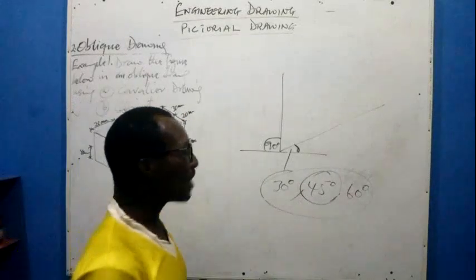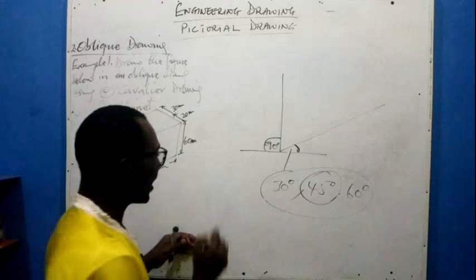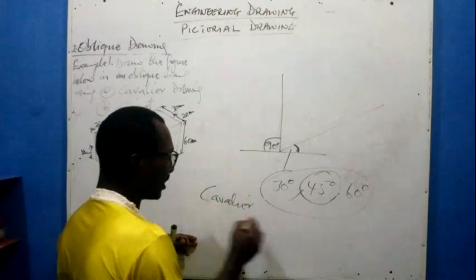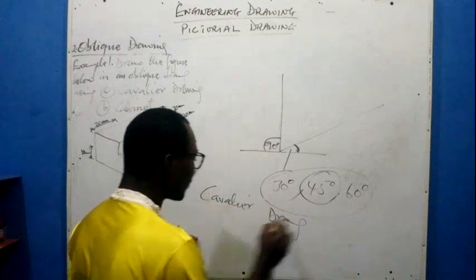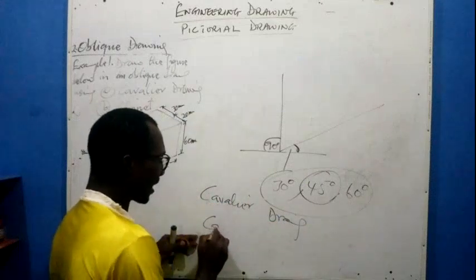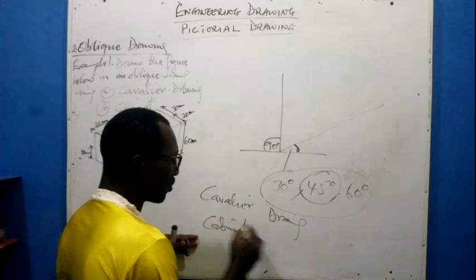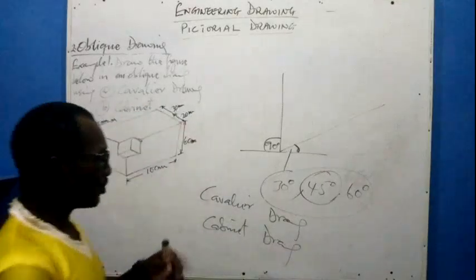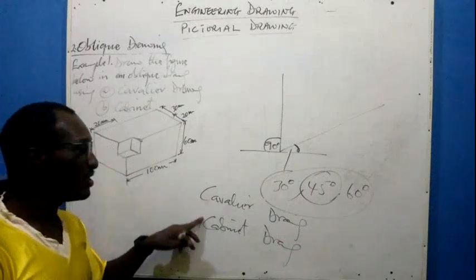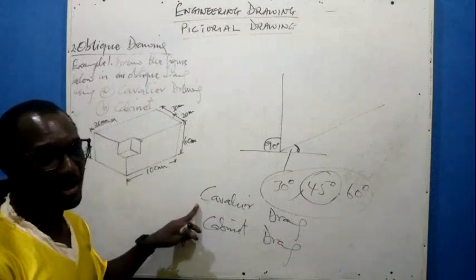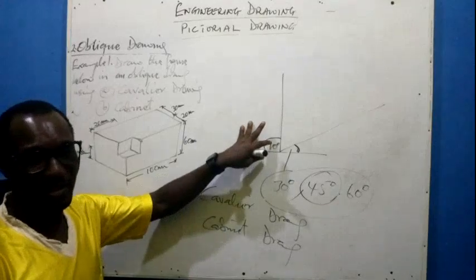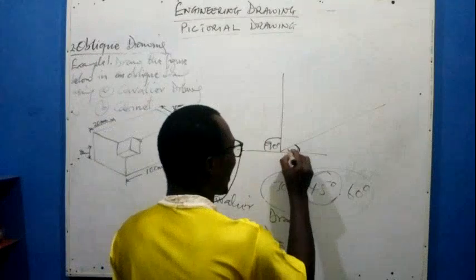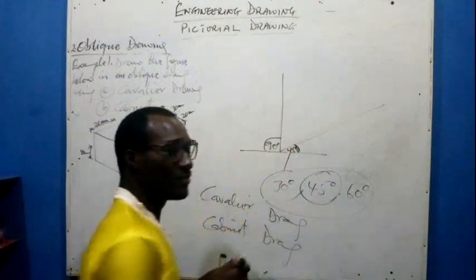And we have two types of it. We have the Cavalier drawing, and we have the cabinet oblique drawing. Now, when you look at the two, there are two different types of drawing. They use the same format, by using one side 90 and one side 45 degrees.